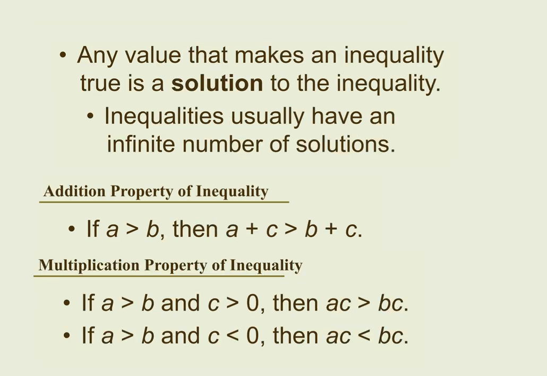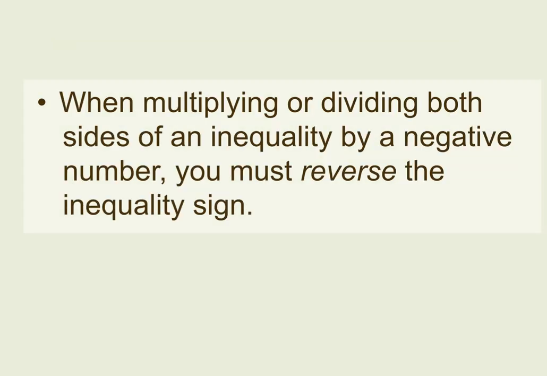Any value that makes an inequality true is called a solution, just like in an equation. If a number makes an inequality true, it is a solution. Now, inequalities can have more than one solution and very often do. Addition property: if you have an inequality, you have to add the same thing to both sides to keep that inequality true. Multiplication: if you have an inequality, you have to multiply both sides in order for that to remain a true inequality. Here's the difference here.